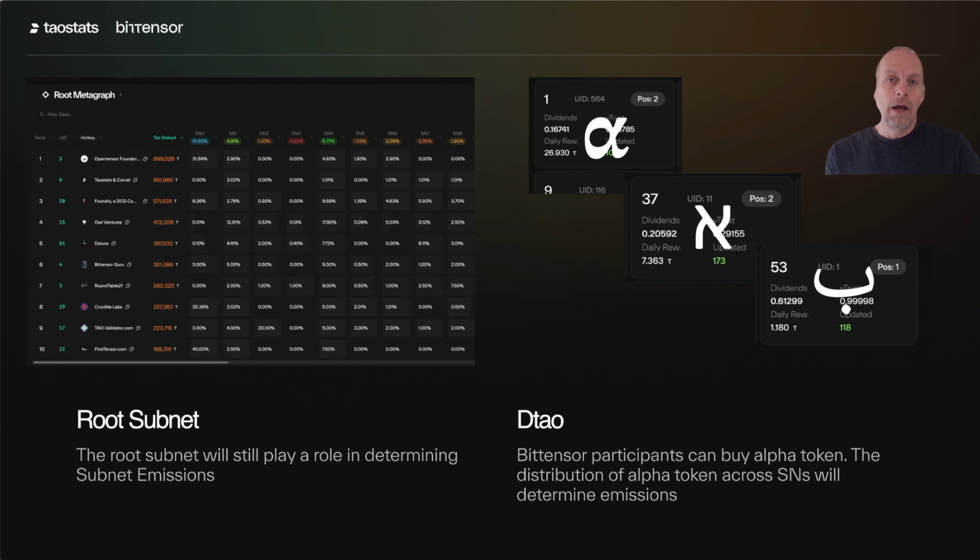Today, emission is all done via validators on the root subnet. And so the root subnet, the validators have stake, and then they divide the emissions up amongst all of the different subnets. That is still going to exist in the dtao ecosystem, but we're going to talk more on the right side here, dtao, where participants can buy alpha token. And then by buying that alpha token, that changes the emission to the different subnets based on how many people are buying the different alpha tokens.